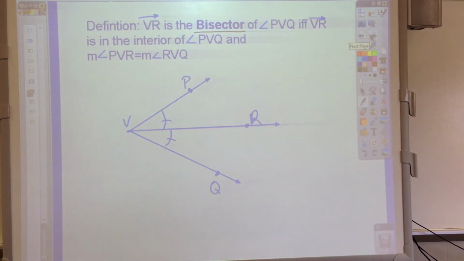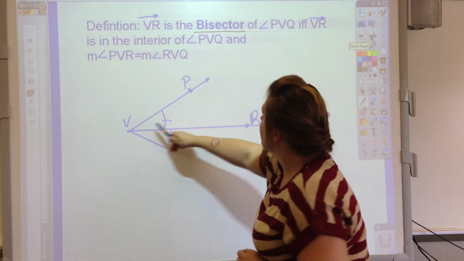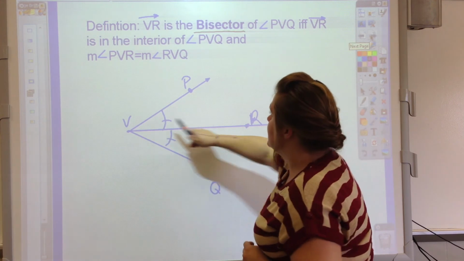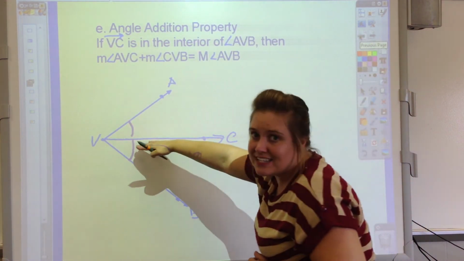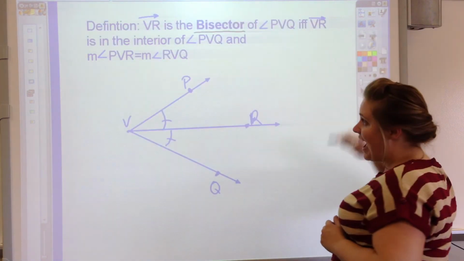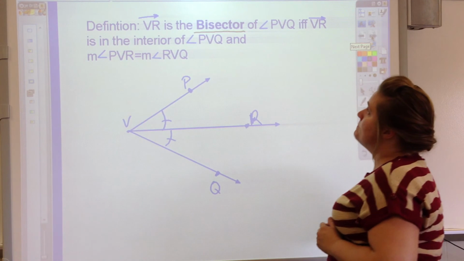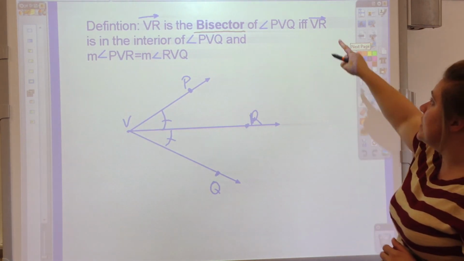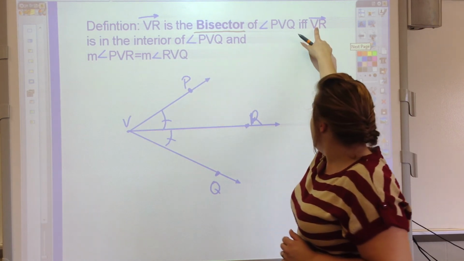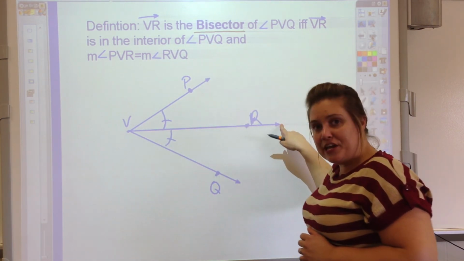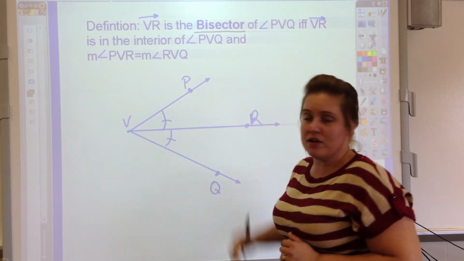The definition of a bisector is this VC right here, or VR. If VR goes straight down the middle, it doesn't just cut it, it cuts it exactly in half. These two angles will be the same, and this becomes a bisector. That is true if and only if this ray VR is in the interior of my angle, and the measure of this angle equals the measure of this angle.